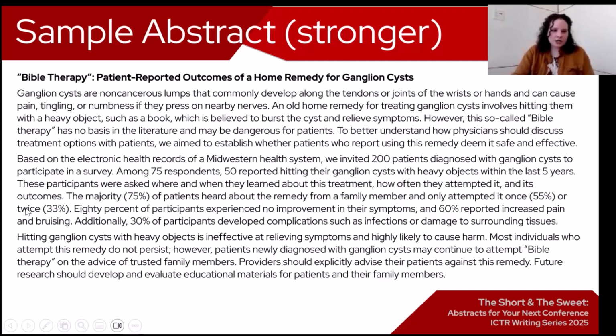Okay, so our new introduction: ganglion cysts are non-cancerous lumps that commonly develop along the tendons or joints of the wrists or hands and can cause pain, tingling, or numbness if they press on nearby nerves. Okay, here we have this grounding sentence, so everyone now has a shared baseline of knowledge that we can then move forward to understand the context and importance of the rest of the study.